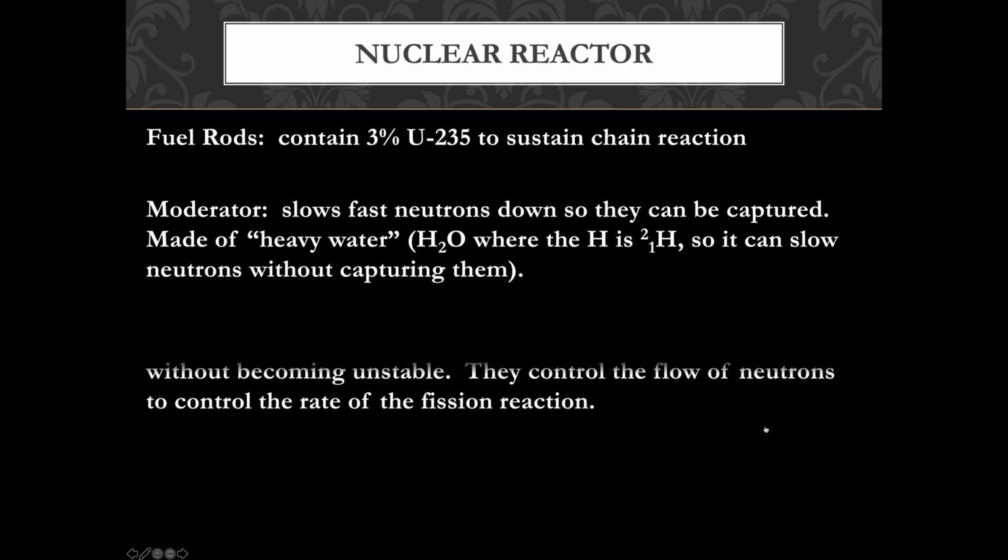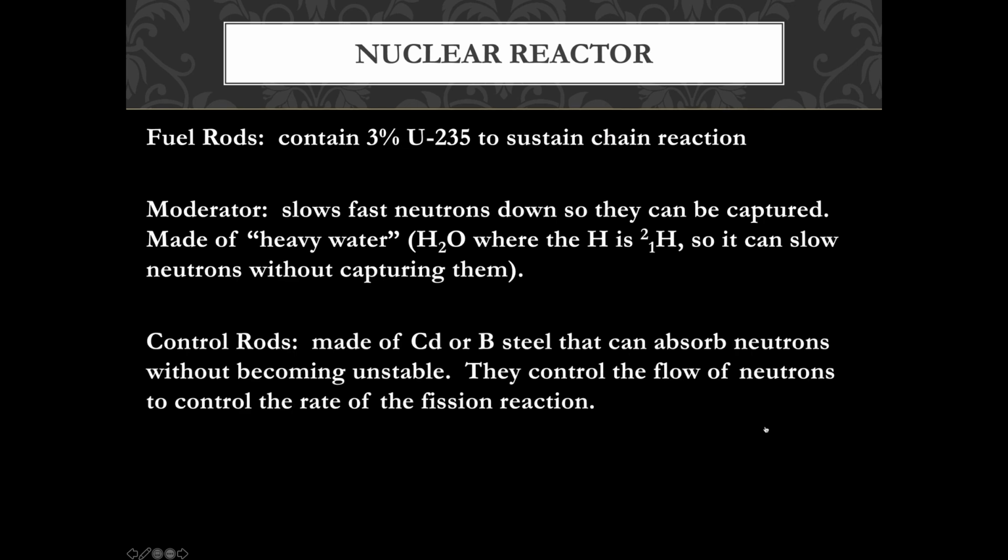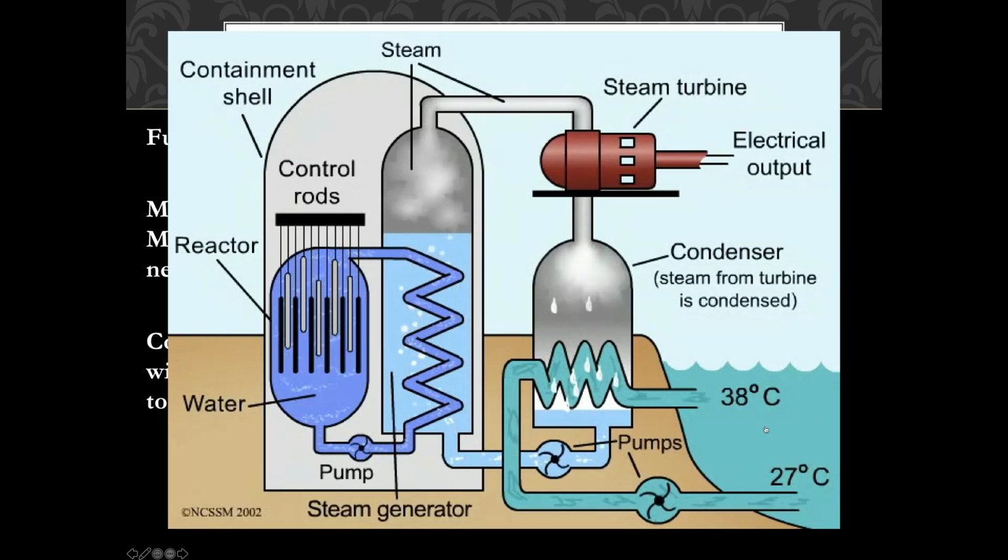And for that, we use what are called control rods. Control rods are made of a treated steel that can actually stop neutrons dead in their tracks without themselves becoming radioactive. And they control the rate of this fission reaction. The control rods move up and down in between the fuel rods, which are the black ones here.